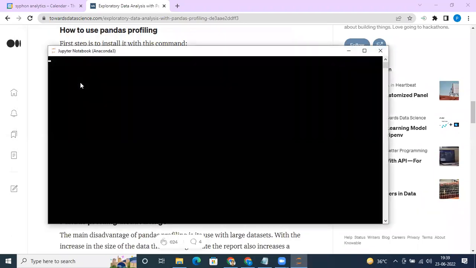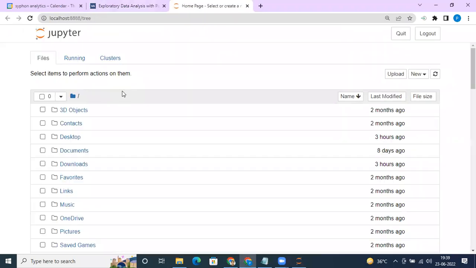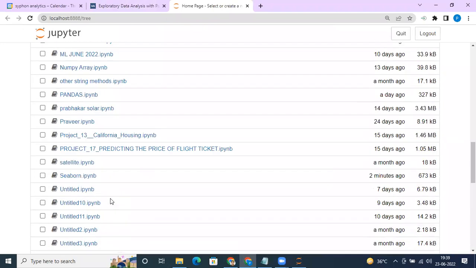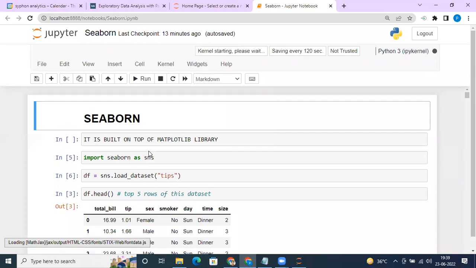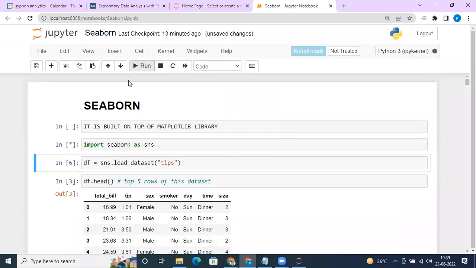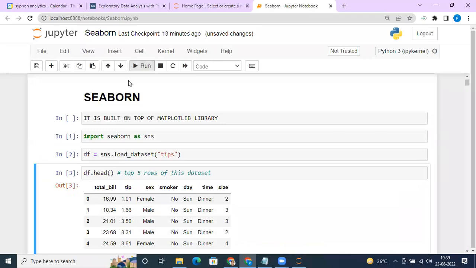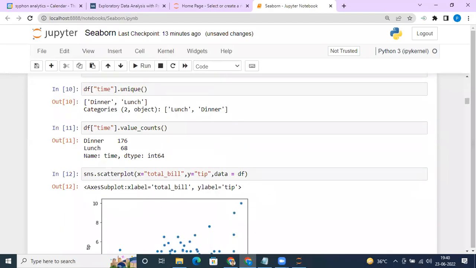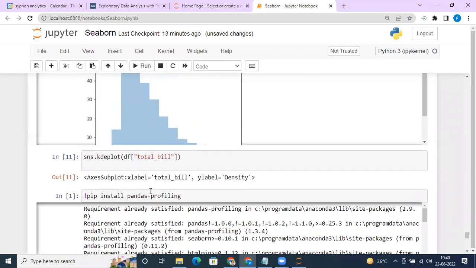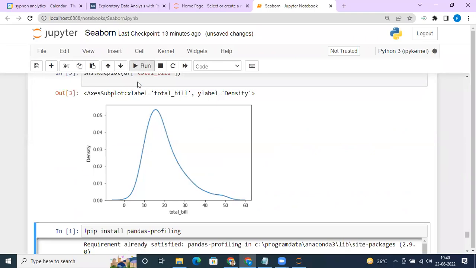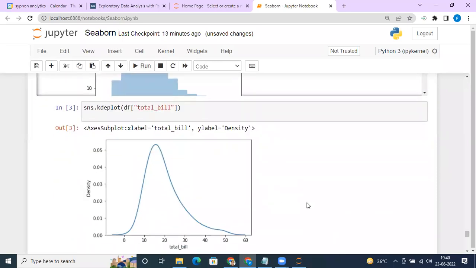Jupyter. Okay, and where is Seaborn? Now let me use it. Yeah, now it's fine. Yeah, tell me now.